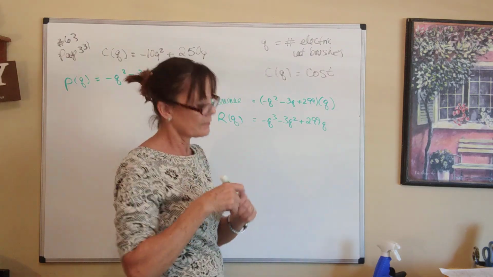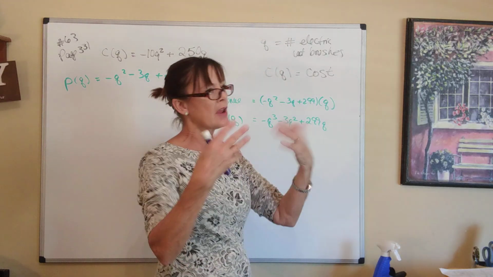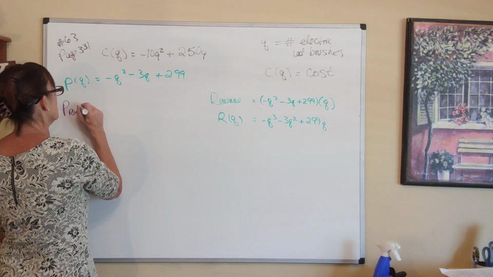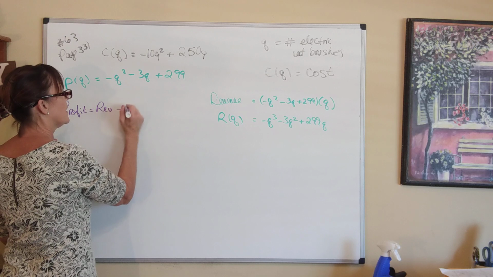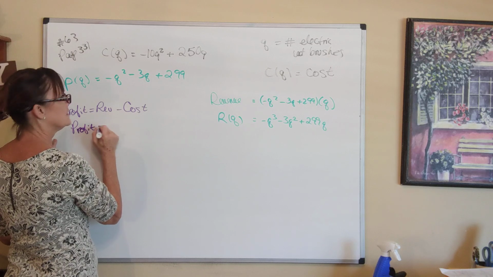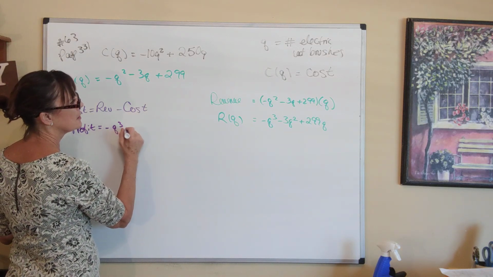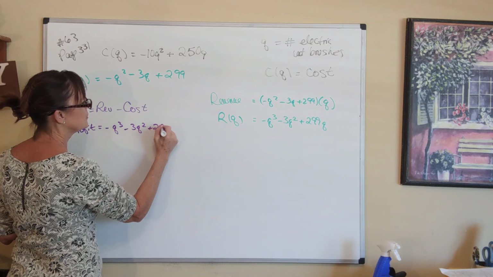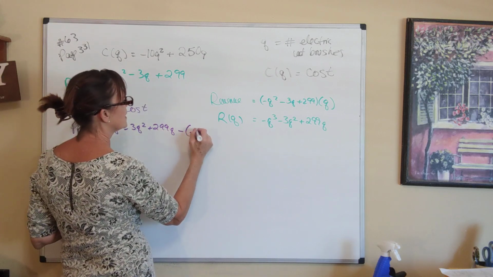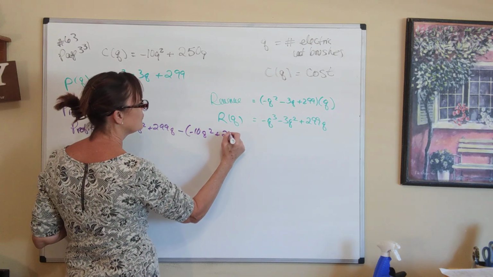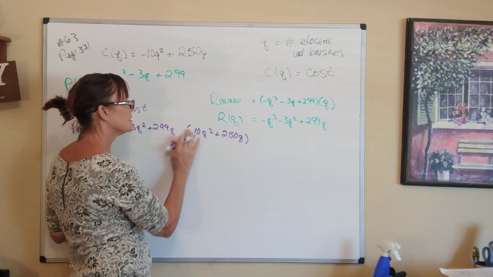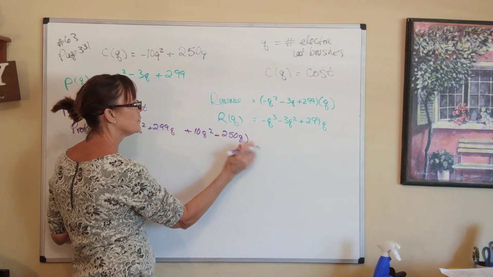Now, profit, which is what I'm meant to be talking about, is equal to how much money you have bringing in, revenue minus the cost. So profit function is equal to revenue minus cost. All right, so the profit is equal to this, negative Q cubed minus 3Q squared plus 299Q minus the cost. So minus negative 10Q squared plus 250Q. Alright, so a negative times a negative is a positive. This will be a plus, and this will be a minus when we distribute that negative.